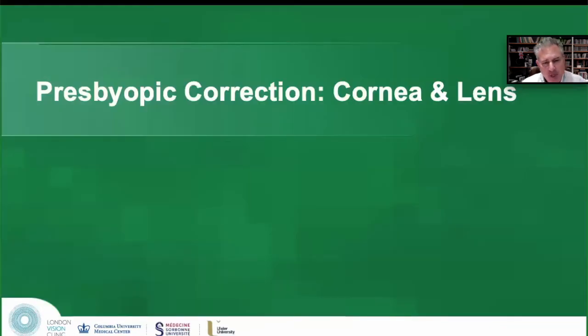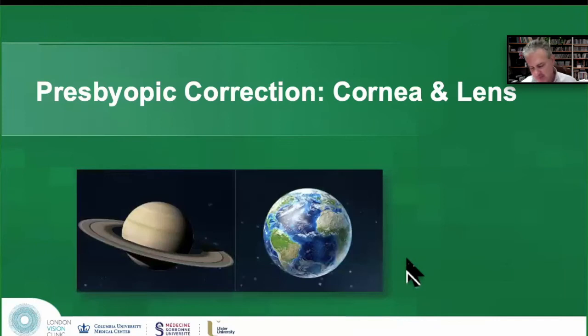So presbyopic correction, the debate over the years, has really been thought of as this big existential battle between considering whether presbyopic correction should be done in the cornea or the lens, as if it's two completely different planets. And arguing that the problem is that the lens isn't working anymore, so we need to do the surgery on the lens. Why punish the cornea for the sins of the lens?